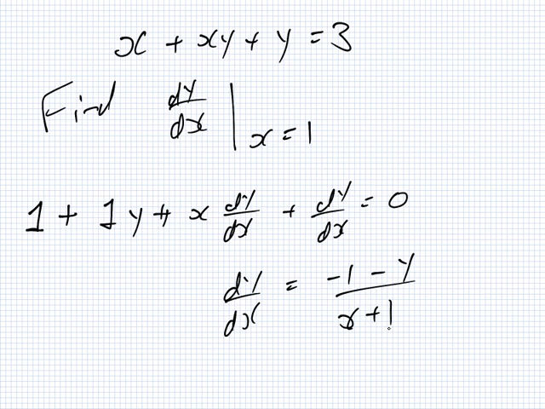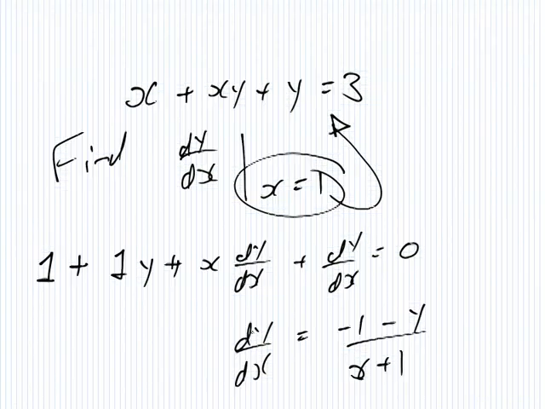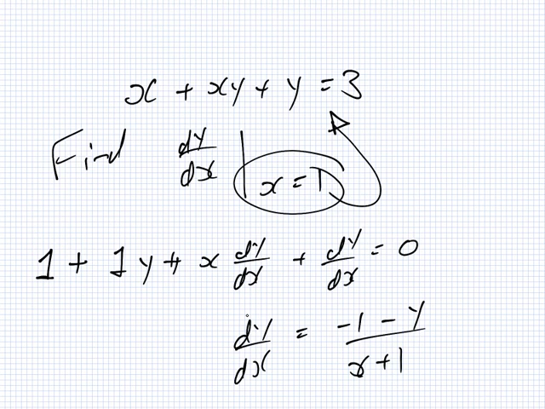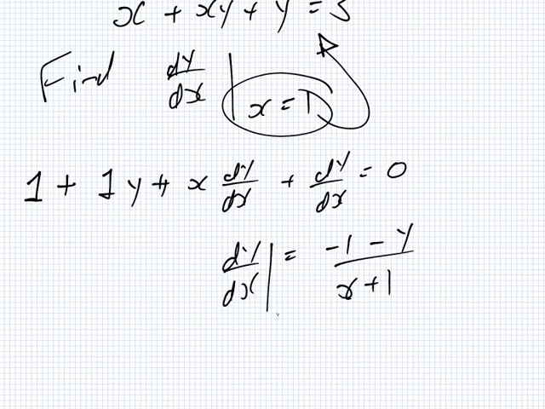Now, it looks like I didn't give you enough, because I only told you the x, but of course you can use this value in here to find the y. I thought you knew this. So you get 1 plus y equals 3, so therefore y equals 1. So x is 1 and y is 1, so this will be minus 2 over 2, so the answer is minus 1.